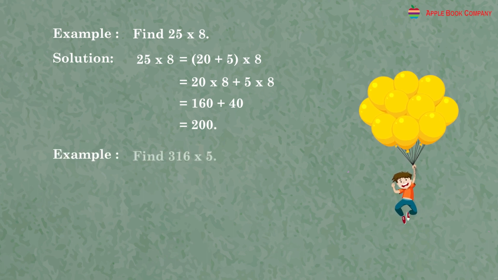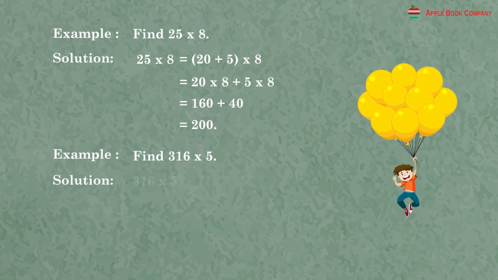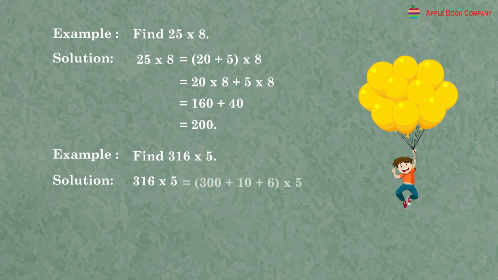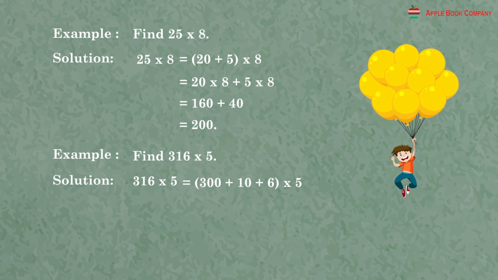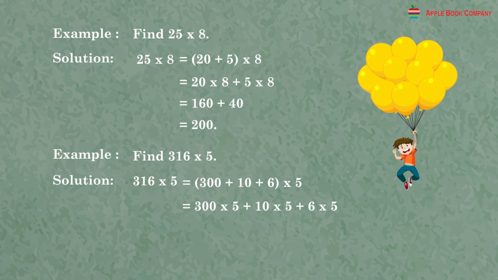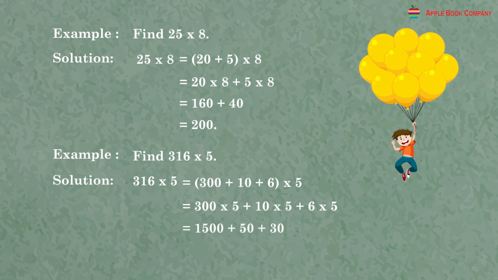Example: find 316 into 5. Write 316 in the expanded notation, hundreds, tens and ones. That is 300 plus 10 plus 6 multiplied by 5. So here we multiply separately, which is equal to 300 multiplied by 5 plus 10 multiplied by 5 plus 6 multiplied by 5. Now add 1500 plus 50 plus 30 is equal to 1580.